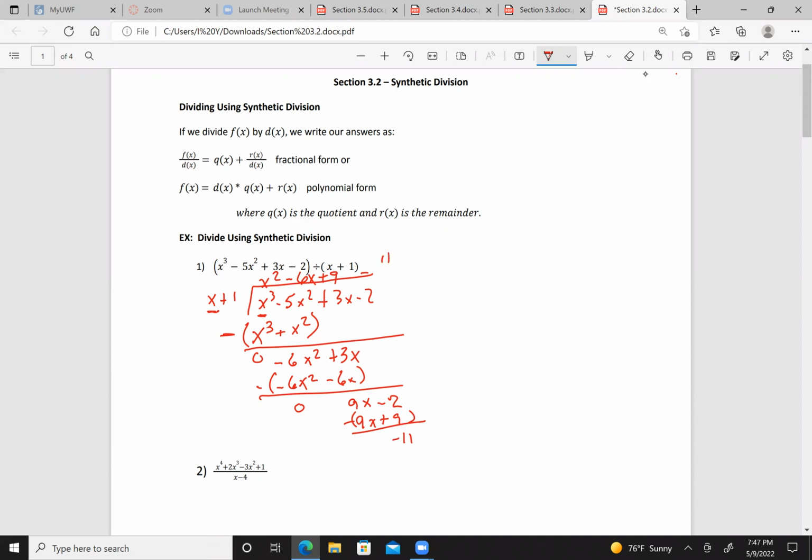So I have minus 11 over x plus 1. So my answer is x squared minus 6x plus 9 minus 11 over x plus 1. Looking at this, q of x is equal to x squared minus 6x plus 9, and r of x is equal to minus 11.